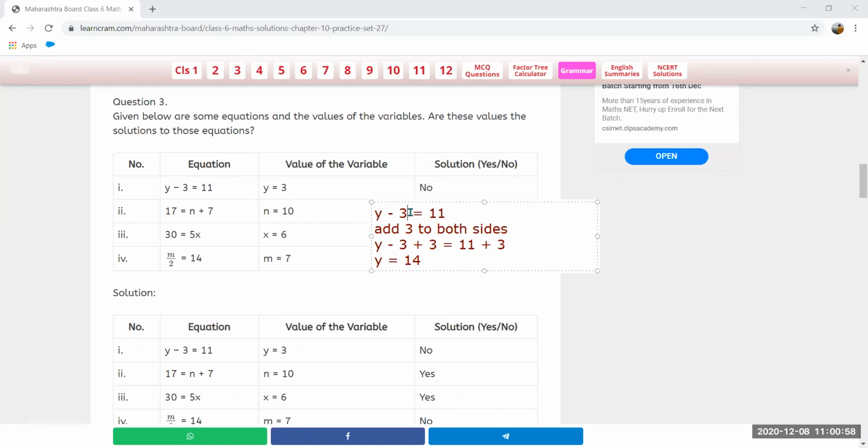Similarly, what is the second equation? Wait a minute, students.